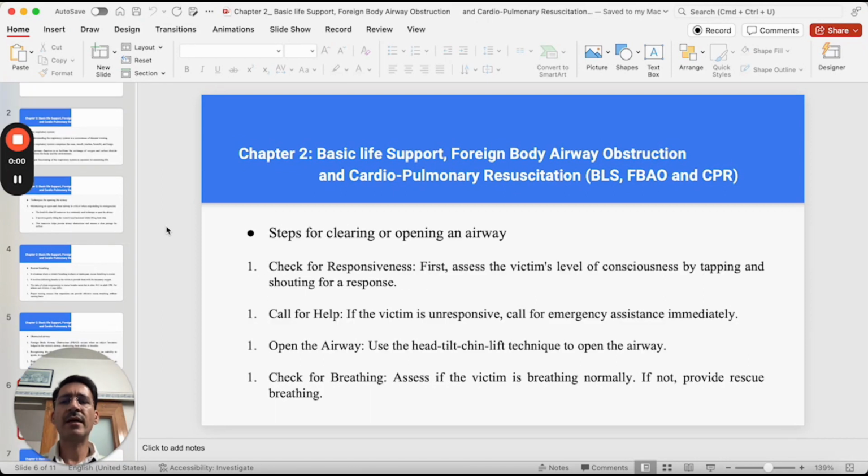Steps for clearing or opening an airway. Check for responsiveness. First, assess the victim's level of consciousness by tapping and shouting for a response. Call for help. If the victim is unresponsive, call for emergency assistance immediately. Open the airway. Use the head tilt, chin lift technique to open the airway. Check for breathing. Assess if the victim is breathing normally. If not, provide rescue breathing.